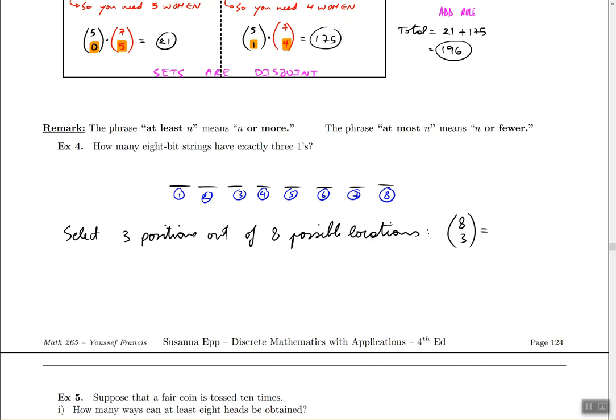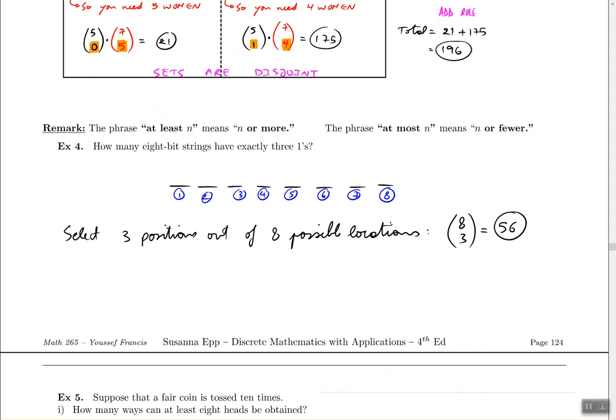Again, once you select which locations have the 1s, then you're pretty much done. The other locations automatically get 0. I don't even have to worry about the other locations, right? It cannot be anything else. If I select these ones to be the 1s, automatically the other ones become 0. So 8 choose 3 is going to be 56. So there are 56 8-bit strings with 3 1s.